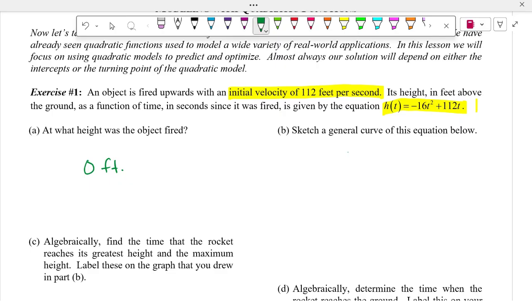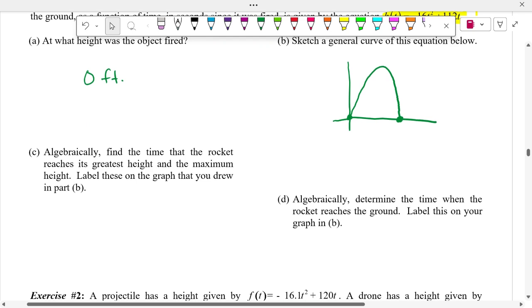Now, if we sketch a graph of what's happening, all right, it looks something like this. It's launched here. It goes up, up, up, up, up, comes back down, and hits somewhere here. We don't know where that is yet. Now, find the time that the rocket reaches its greatest height algebraically and the maximum height.